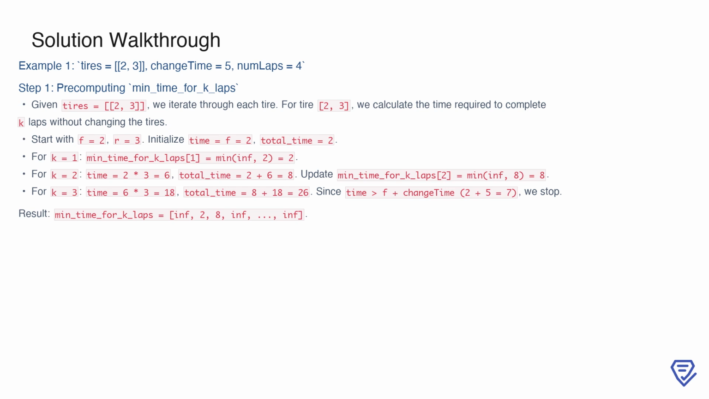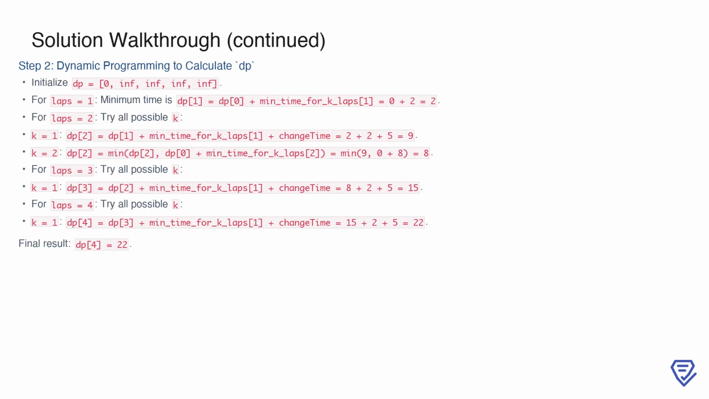The result of this step is that min_time_for_k_laps contains the values inf, 2, 8, inf, indicating that only the first 2 laps are feasible with this tire without a change. Now, we use dynamic programming to calculate the minimum time to complete all the laps.